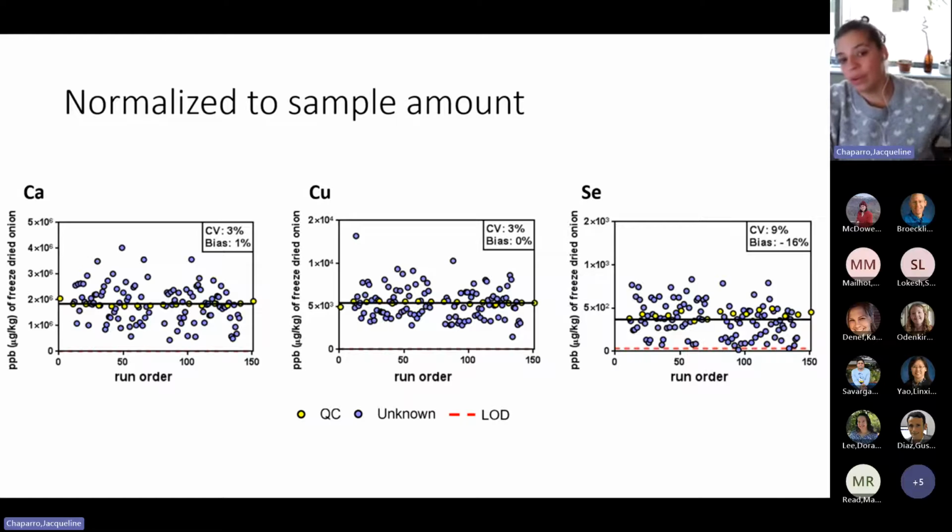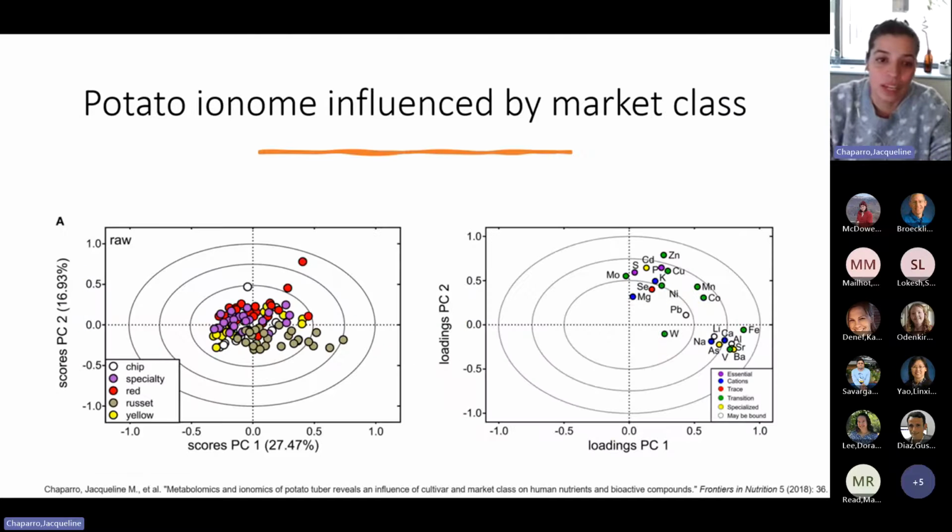So now I wanted to give you 2 examples of how this has been used. We have looked at potato ionome that has been influenced by market class, and we see that we have 5 different market classes of potatoes: chip, specialty, red, russet, and yellow potatoes.